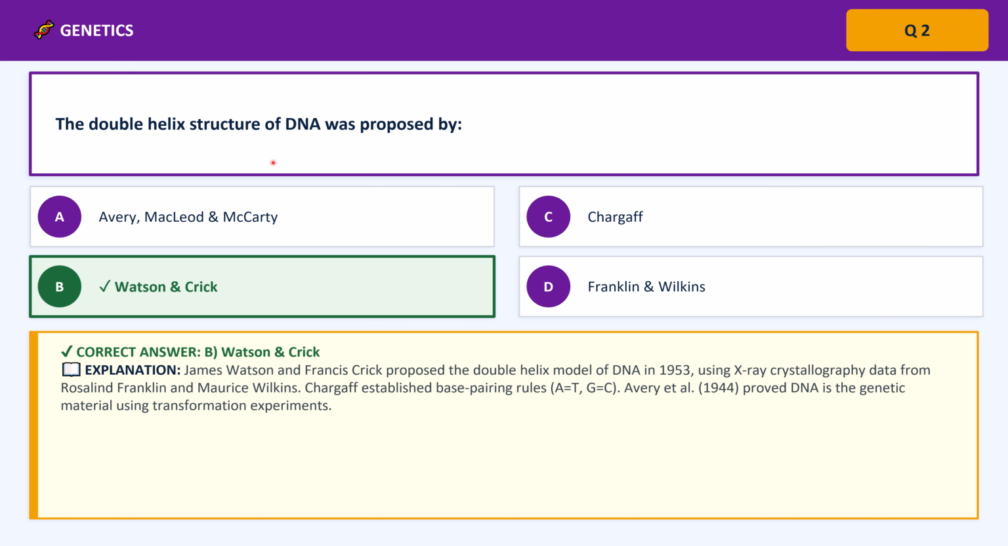The double helix structure of DNA was proposed by, option B, Watson and Crick. Explanation: James Watson and Francis Crick proposed the double helix model of DNA in 1953 using X-ray crystallography data from Rosalind Franklin and Maurice Wilkins. Chargaff established base pairing rules: adenine equals thymine, guanine equals cytosine. Avery et al. in 1944 proved DNA is the genetic material using transformation experiments.